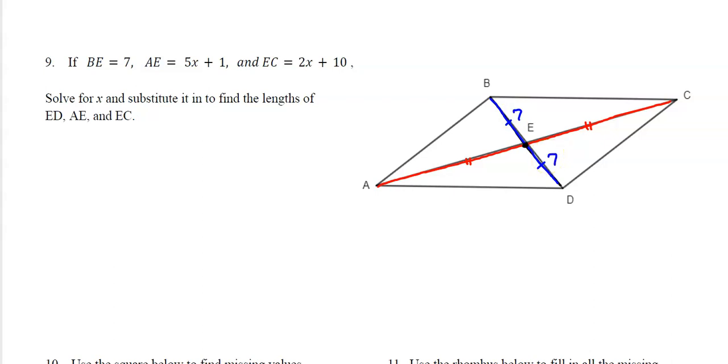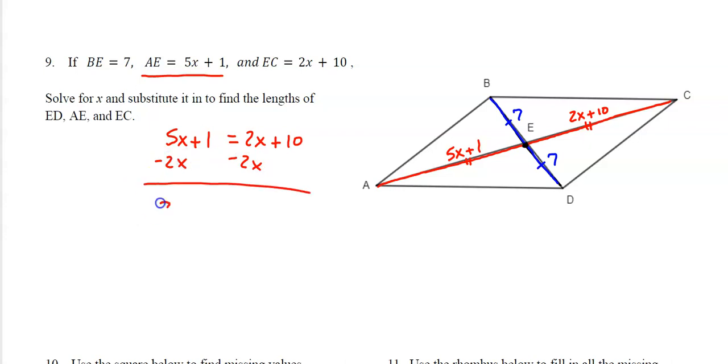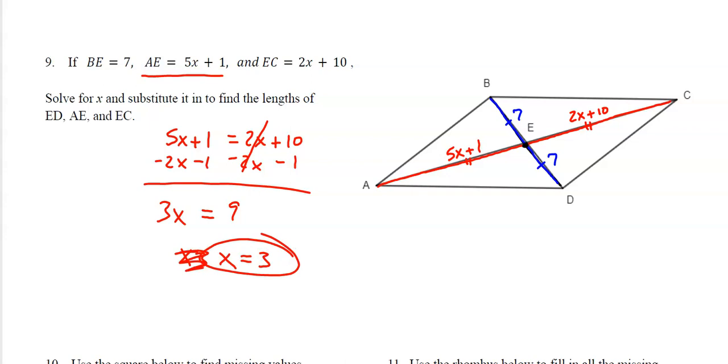And then they give me some algebra. They said AE, from A to E, is 5x plus 1. And then E to C is 2x plus 10. Well, I know those 2 are equal to each other, so I'm going to set up some algebra and set them equal to each other. And I subtract from both sides. Subtract 2x, subtract 2x. I get 3x, so I've moved all my x's to the left. So I need to move my constants, or my numbers, all to the right. And then solve it, divide by 3, divide by 3. Whoa. And I get x equals 3.